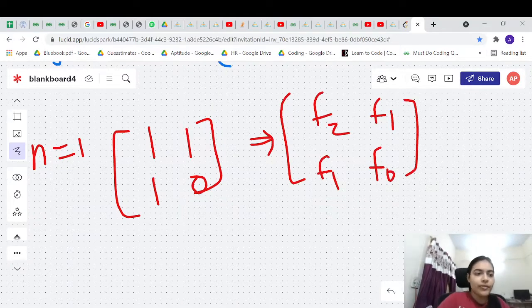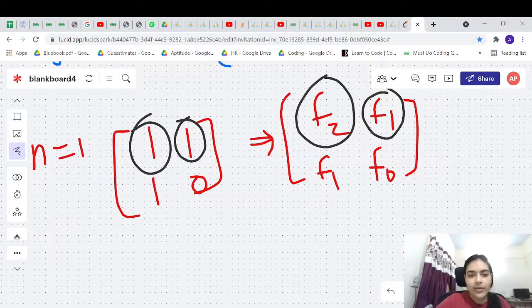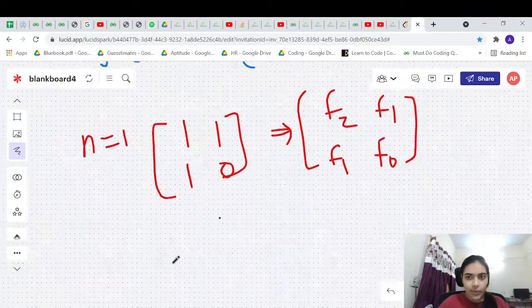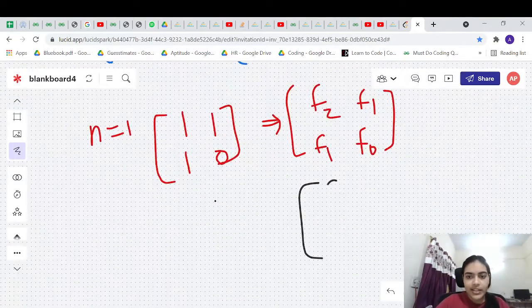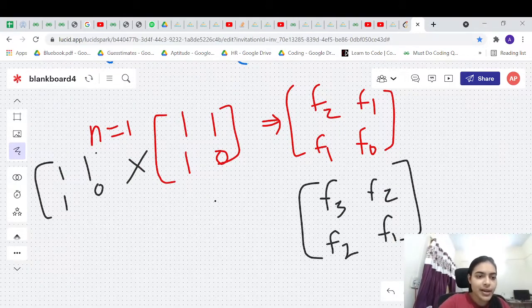f of 0. The first term in the Fibonacci series is what? 1, that is f of 1. The second term in the Fibonacci series is 1, that is f of 2. And this is f of 1, and f of 0 doesn't exist, it's 0. So this represents that. Now what will be the next matrix? Suppose I want to find out the next terms in the series. So f of 3, f of 2, f of 2, f of 1. The next matrix I can simply get by multiplying this matrix by the same matrix again.